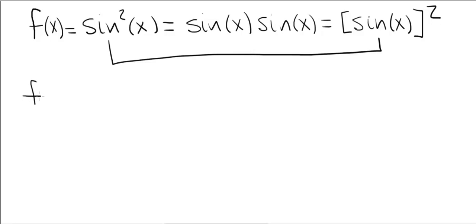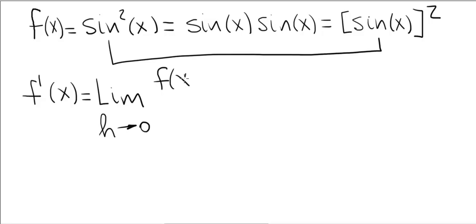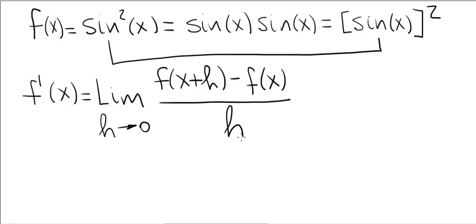Recall the definition of the derivative: f prime of x is equal to the limit as h approaches 0 of f of x plus h minus f of x, divided by h. We have to use the definition of the derivative in this problem. We cannot use the product rule or the chain rule.